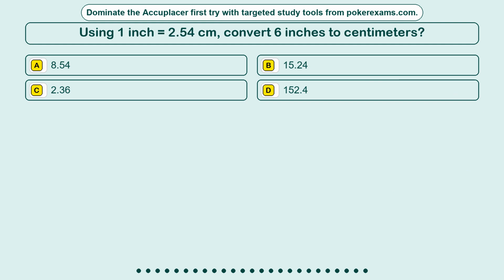Question 6. Using 1 inch equals 2.54 centimeters, convert 6 inches to centimeters. Option A, 8.54. Option B, 15.24. Option C, 2.36. Option D, 152.4.